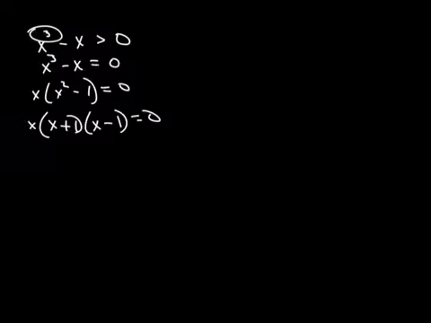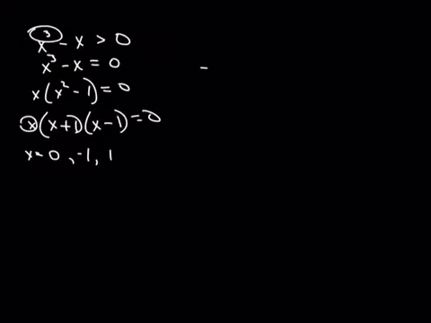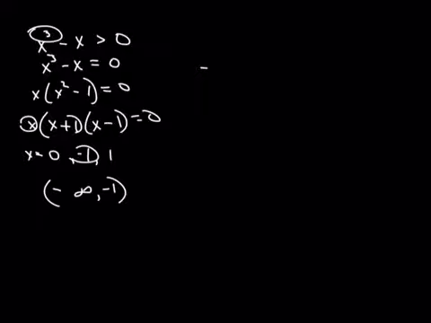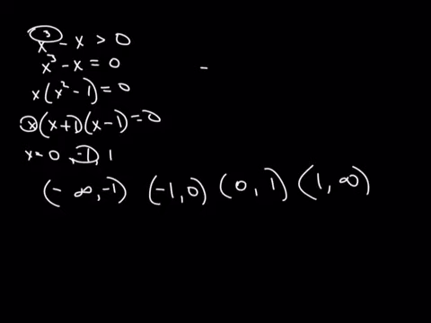Because I'm going to have three answers, that kind of clued me in. So my x is going to be 0, negative 1, or 1. Those are my three options. So we're talking about negative infinity to negative 1. That takes care of that one. Negative 1 to 0, and 0 to 1, and 1 to positive infinity. So I have four different intervals there.